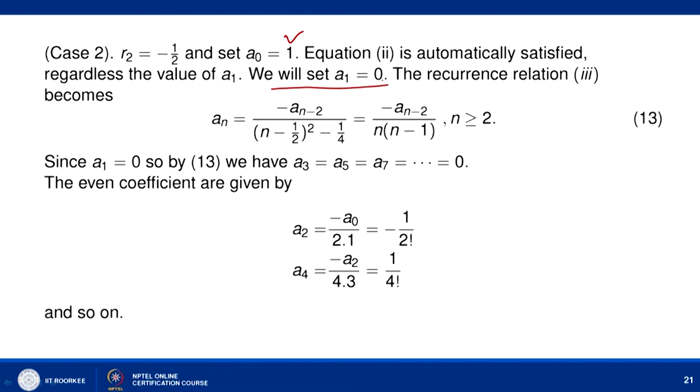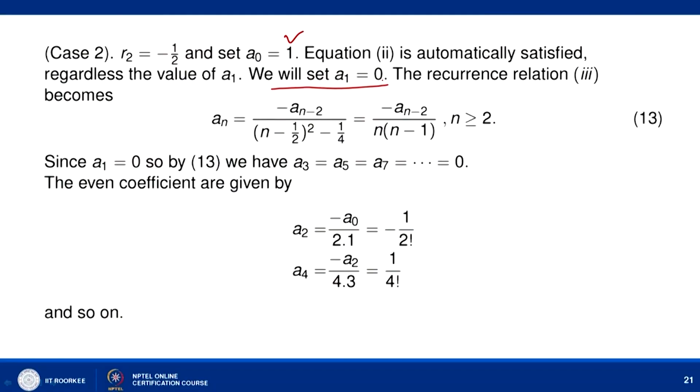If we take any non-zero value, then I am leaving it to you: if you take a1 as any non-zero value, let us say a1 equal to 1, or a1 equal to alpha, and then you do all this calculation, at the end you will see that y2, the second solution which we are trying to find out corresponding to r2 equal to minus half, will contain a part of y1. So that I am leaving it to you.